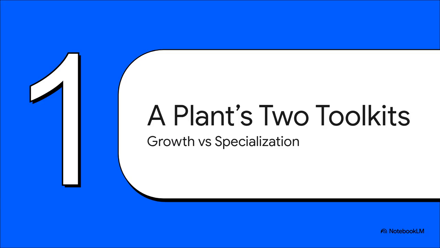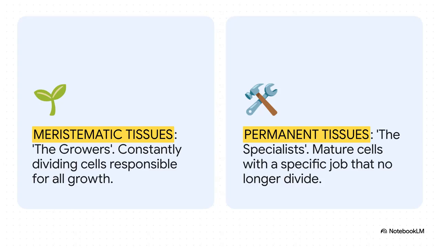To really get how a plant works, you've got to understand that it operates with two fundamentally different kinds of tissues. Think of them as two separate toolkits, one for building new stuff and one for, well, doing all the specialized jobs. So on one side, you have the meristematic tissues. Let's just call them the growers. These are basically little factories of tirelessly dividing cells that create all the new parts of the plant. And on the other side, you've got the permanent tissues, the specialists. These are the cells that have grown up. They've taken on a very specific role, like transport or support, and they've stopped dividing.